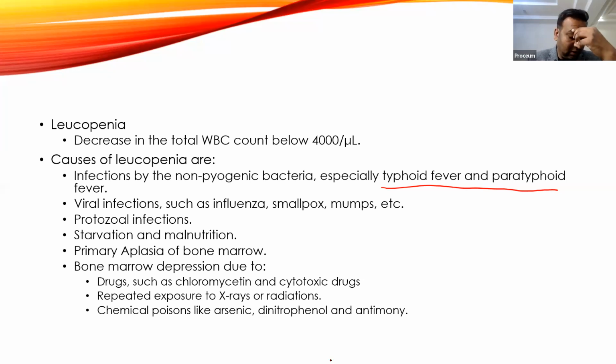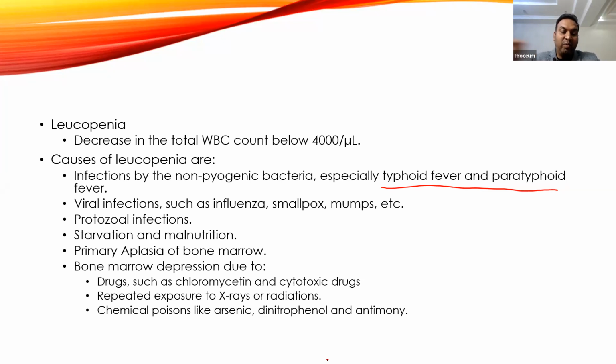Then come to the bone marrow. Whenever there is decreased activity within the bone marrow, it will not only decrease the WBC count but also decrease the counts of other cells like RBCs and platelets. Then whenever the bone marrow is depressed because of many other reasons, like chronic exposure to radiation, treatment with cytotoxic or anti-cancer drugs, or exposure to metals like arsenic, diphenol, or antimony, during these conditions also there is a decrease in WBC count.